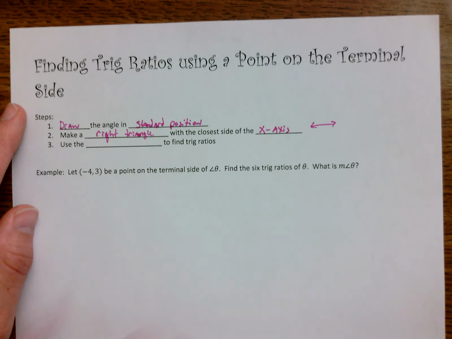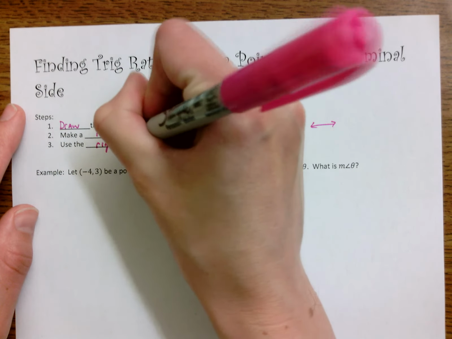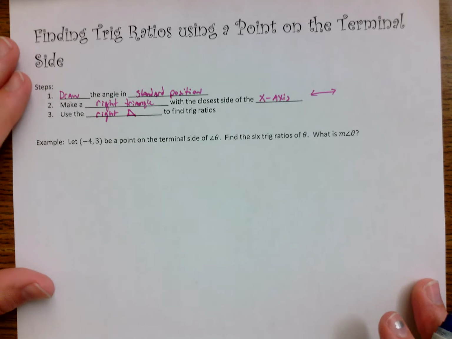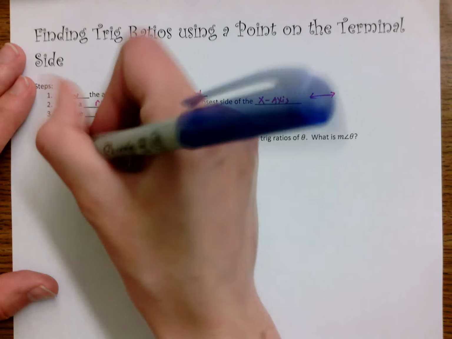All right, and once you've made that triangle, then you're going to use your right triangle. I'm going to abbreviate that with a picture of a triangle. Use it to find all of your different trig ratios. Okay, so we're going to draw it, make a triangle, and then we'll just use the triangle as we've always been doing. Okay, so let's take a look at this one. Negative 4, 3 is a point on the terminal side of the angle, and we're going to find our 6 trig ratios and then figure out what the actual angle is. So let's take a look at this.